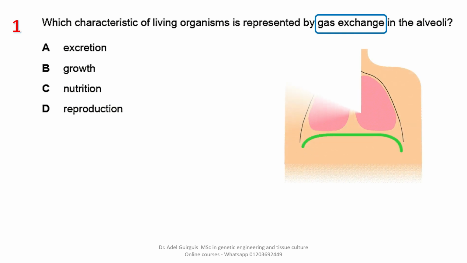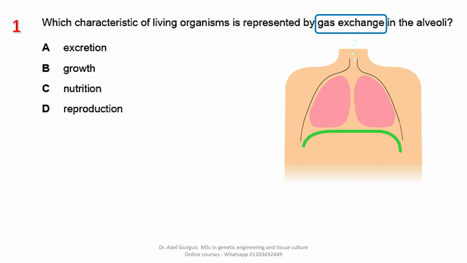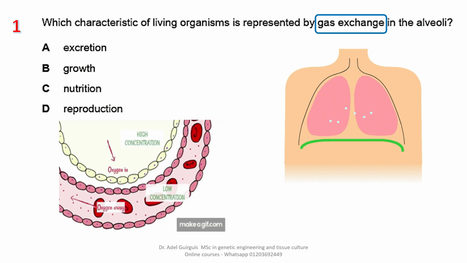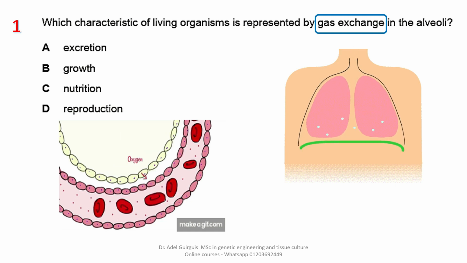Look at this figure. It shows movement of air in and out of our lungs. This is called breathing, not gas exchange. What about gas exchange? Look at this figure. Here, alveolus, where inhaled air containing oxygen with higher concentration moves in from area of high concentration to area of low concentration. In the opposite direction, carbon dioxide diffuses back from blood to be exhaled through the air of the alveolus. This is gas exchange.